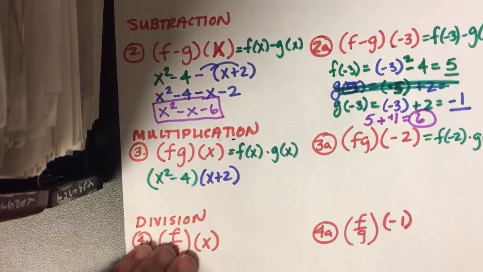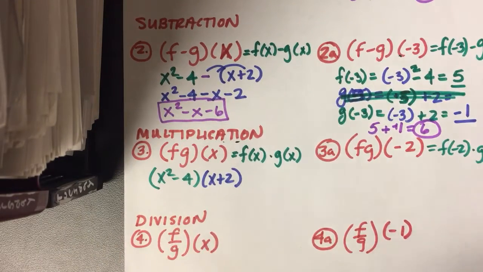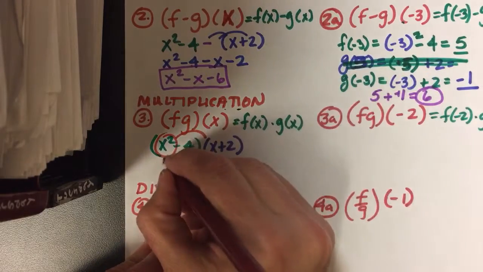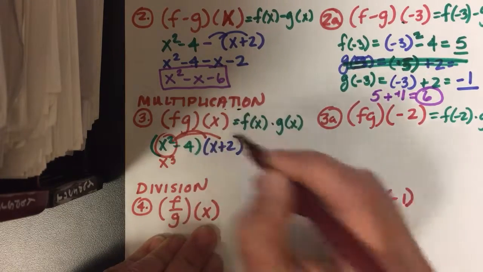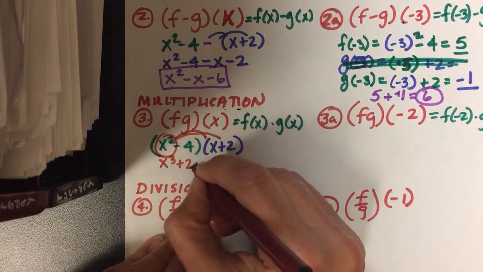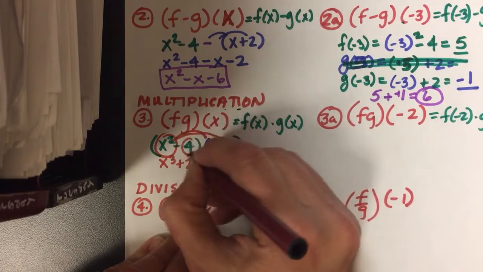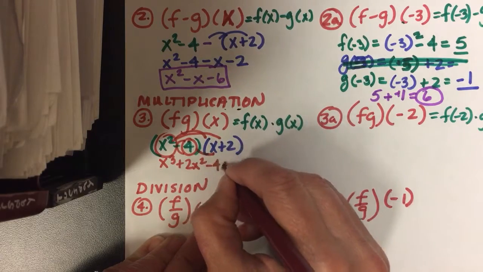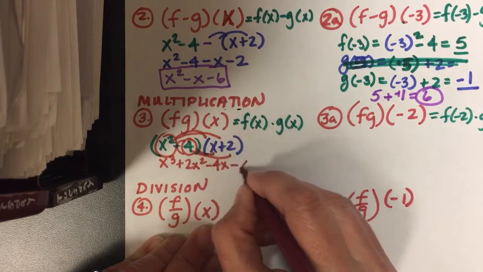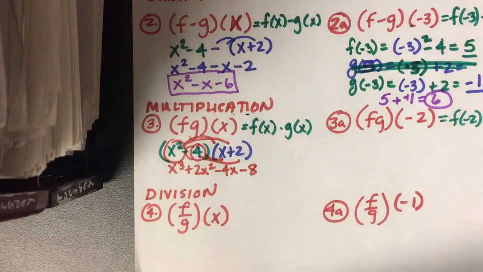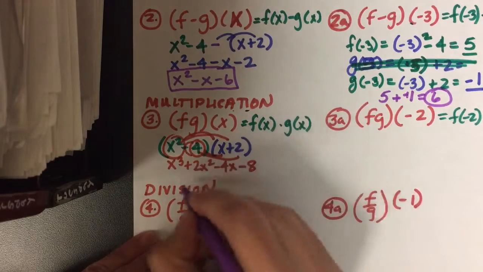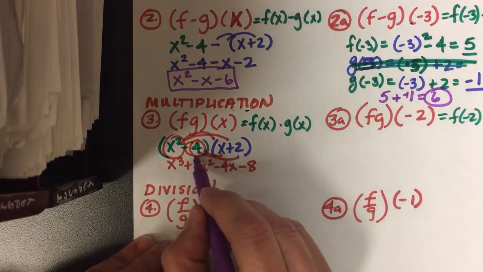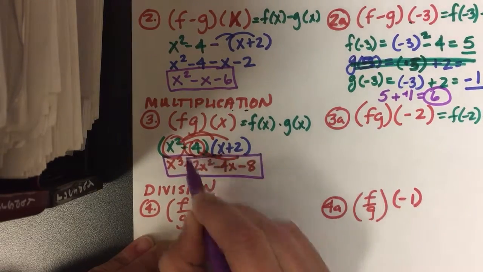And then I'm going to do a long distribution here. X squared times x is x cubed. X squared times 2 is 2x squared. -4 times x is -4x, and -4 times 2 is -8. My last step is just going to be to combine. This isn't anything new, and if you look here, we really don't have anything to combine. So it's already done for you.